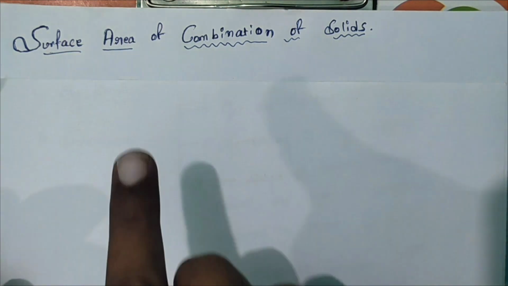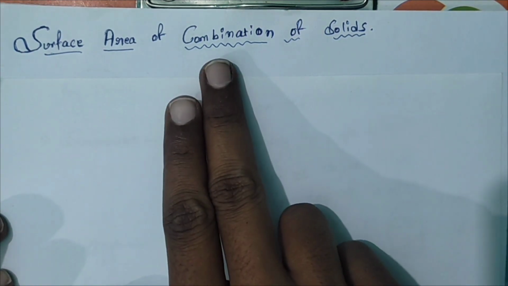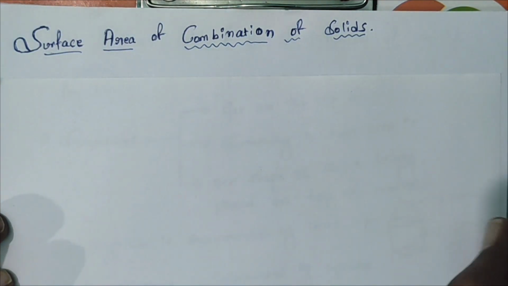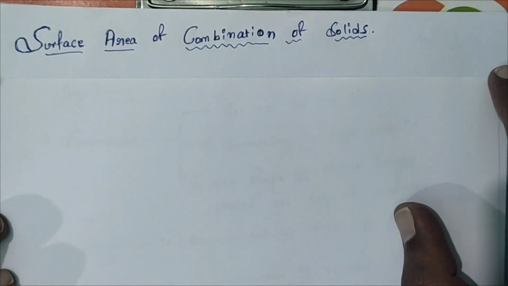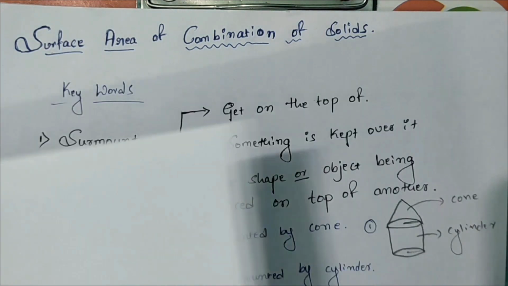In today's section, we are going to learn about the surface area of combination of solids. Before going to this concept, let us know a few keywords which are going to help us to solve the problems in a better way.